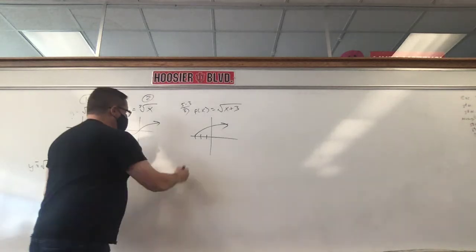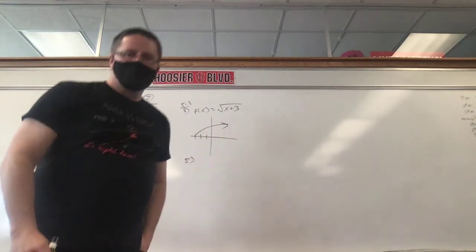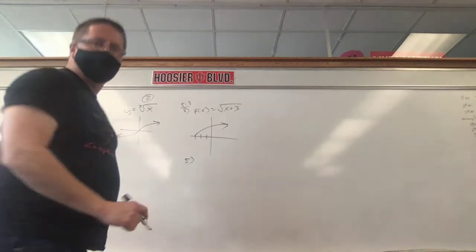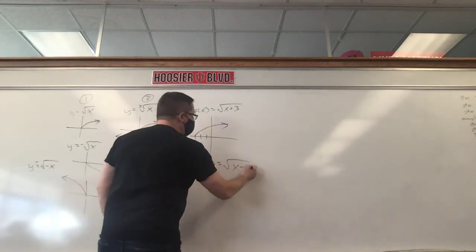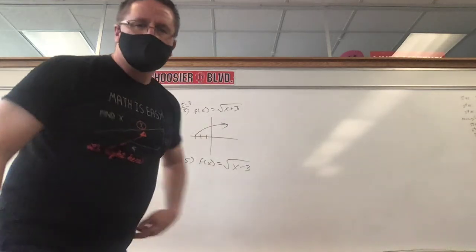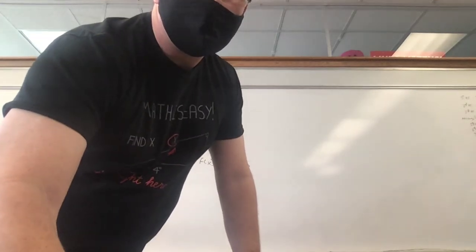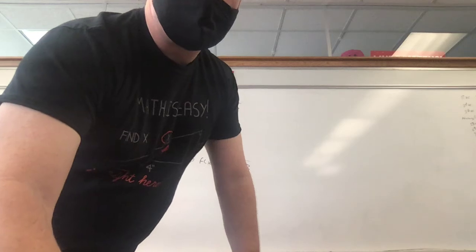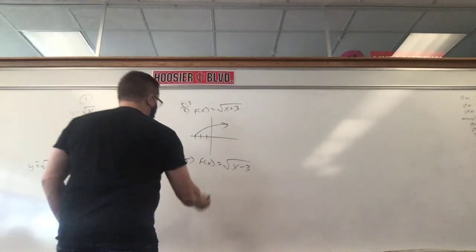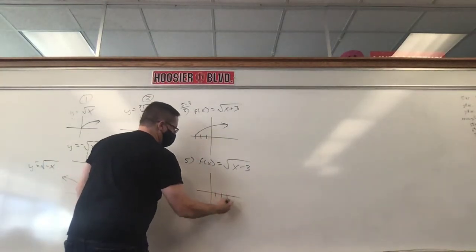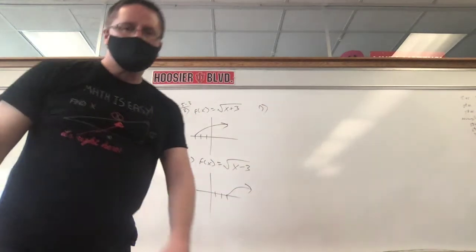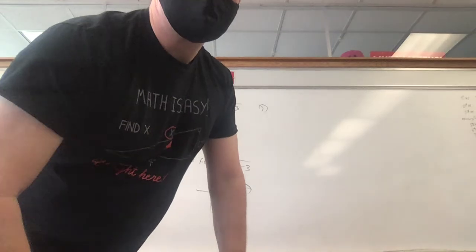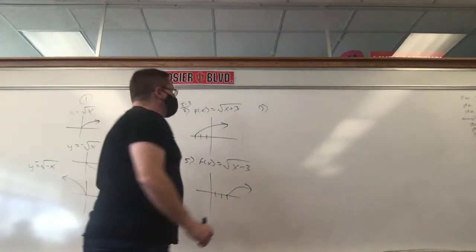Okay, let's look at number 5. F of x equals radical x minus 3. I think that's what it says. So what's this thing going to do? Move right 3. Same graph, 3 right. 1, 2, 3. There it is. Number 7. Okay. Plus 3, minus 3.